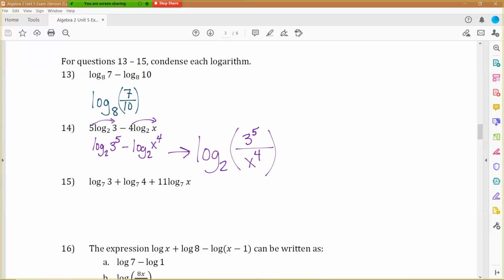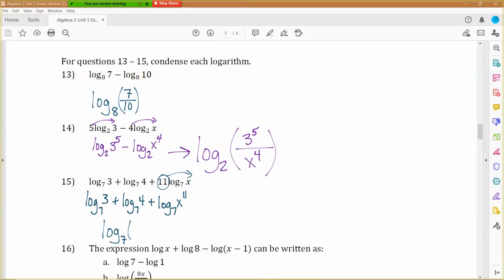Then the last one, 15, the trickiest one here in this section, we got to take the 11 and move it up. That gives us this expression here. Here we have 3 logs, but they're all being combined with addition. So when I condense them, I'm going to use the product property 2 times.